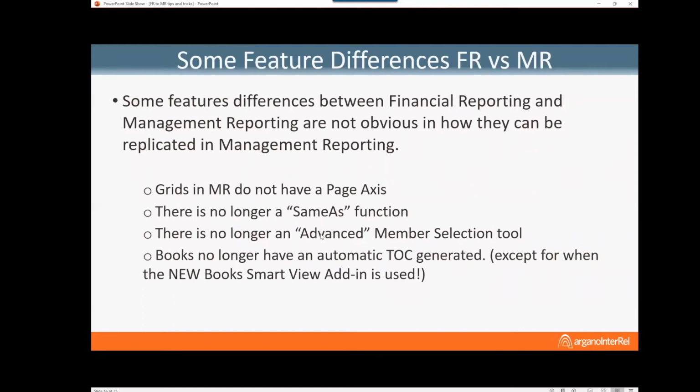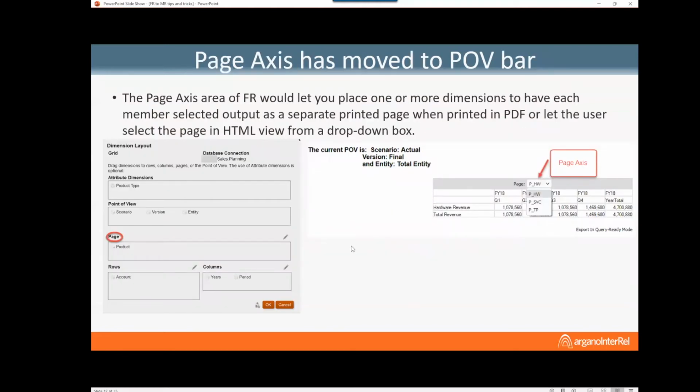Talking about advanced member selection tools, using the and, or, and not type of statements to do advanced member selection statements. I'll show you how we get around that there is no longer an advanced mode. And then finally, books no longer have an automatic table of contents, but I'll show you how we can add table of contents.